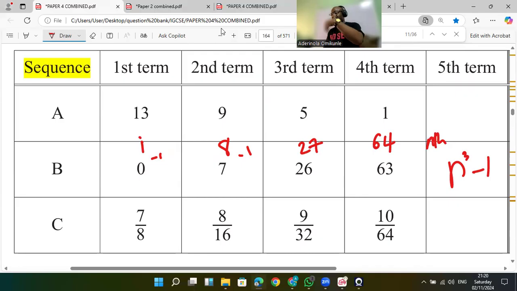And obviously you can use that to find the fixed term also. Okay, so that's how you find the nth term of a cubic sequence.